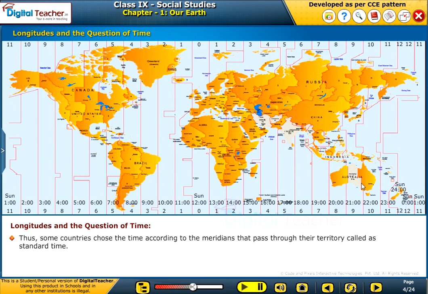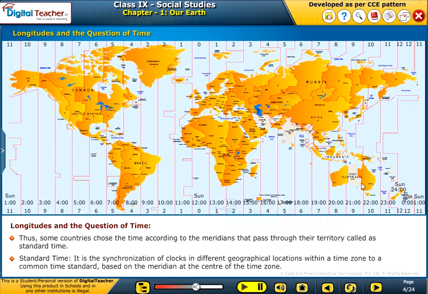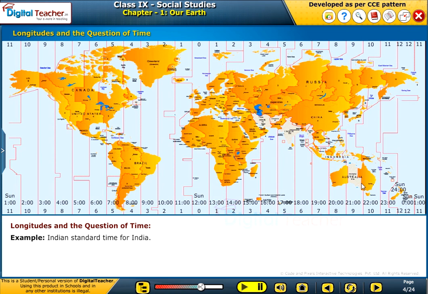Thus, some countries choose the time according to the meridian that passes through their territory, called standard time. Standard time is the synchronization of clocks in different geographical locations within a time zone to a common time standard, based on the meridian at the center of the time zone. Example, Indian Standard Time for India.